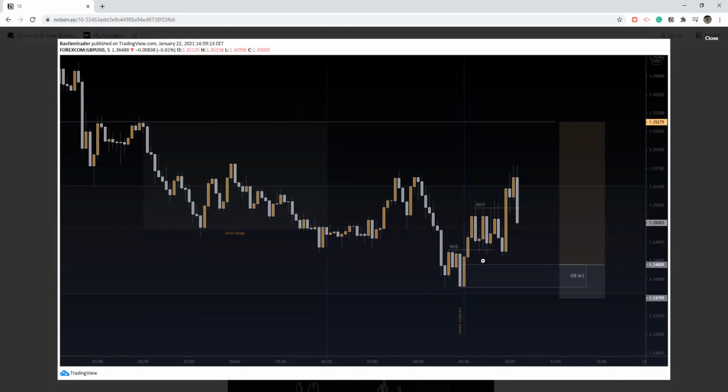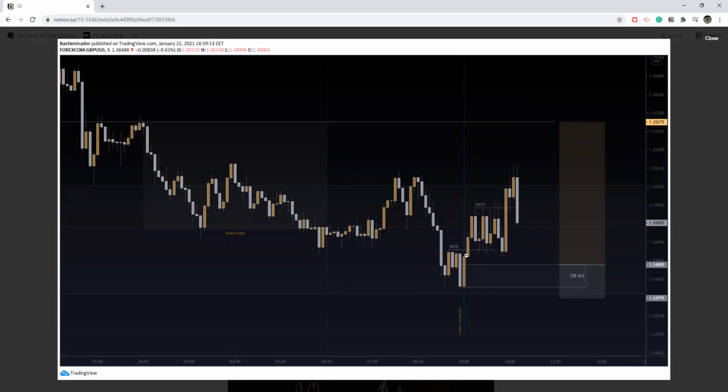Yes, I would agree with this setup. The only thing that I don't like is that we have a little bit of a double bottom right there. Again, push, pullback. This did not make a lower low to grab liquidity, but it created an equal low. Then we break structure, most recent structure.